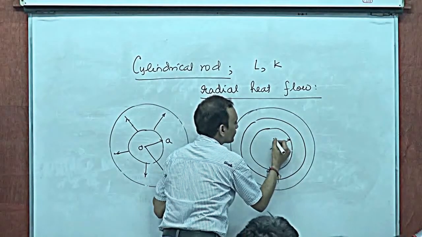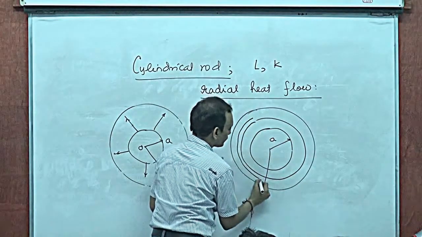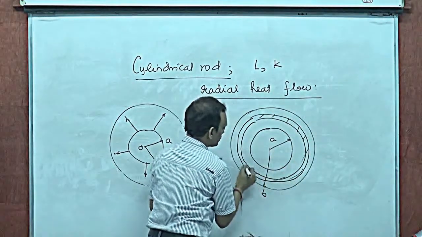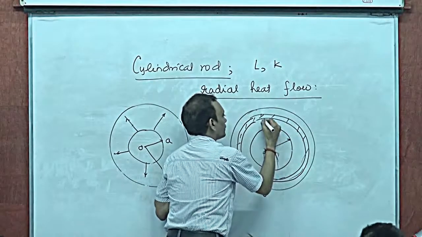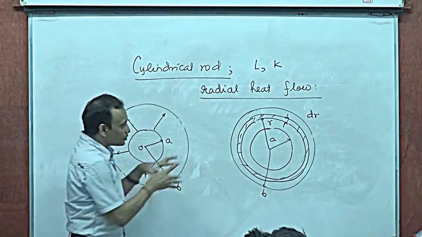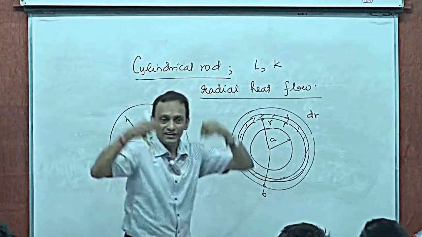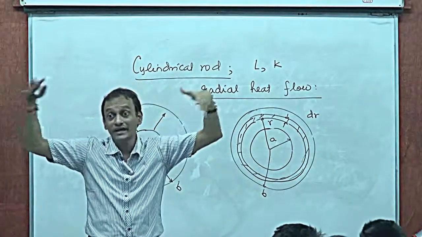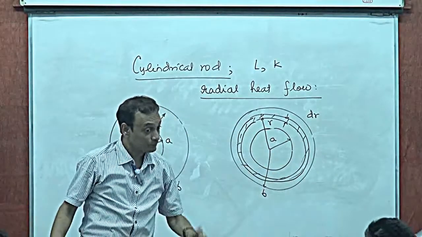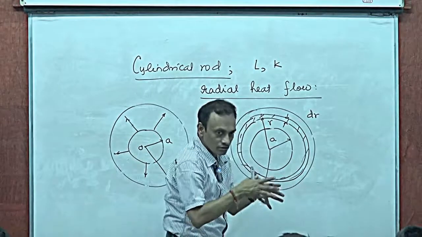For example, at a given instant of time, if this was A, this was B, if you really think about it, this is radius r and this is thickness dr. Do you realize when heat is flowing through this, it's flowing through a curved surface of area 2 pi rl? That is the curved surface area over which heat is flowing, and r is changing. So the area of the curved surface is changing, right? So it's variable A. You know what I'm saying?